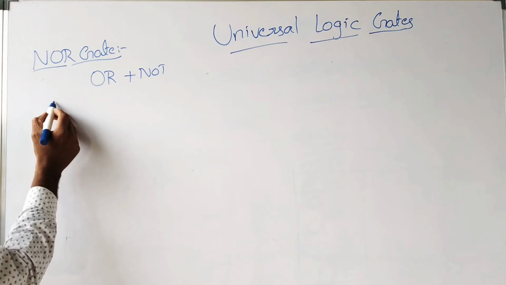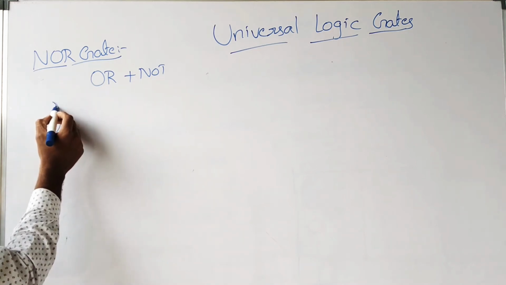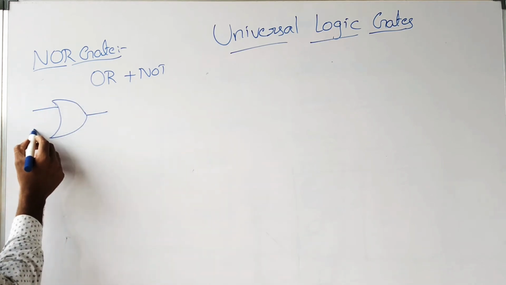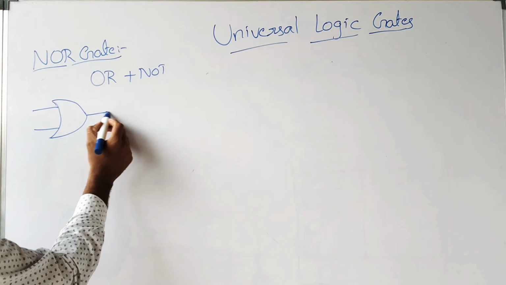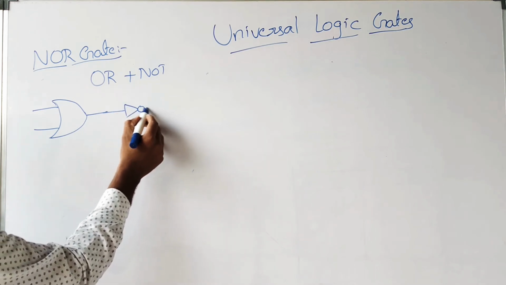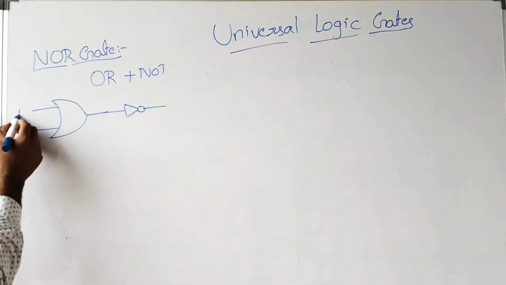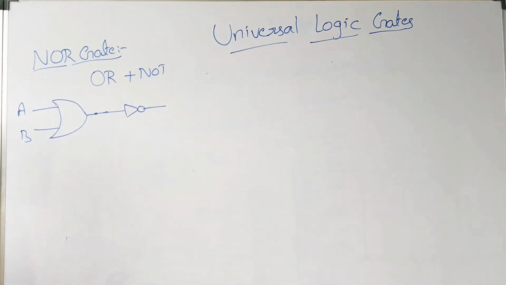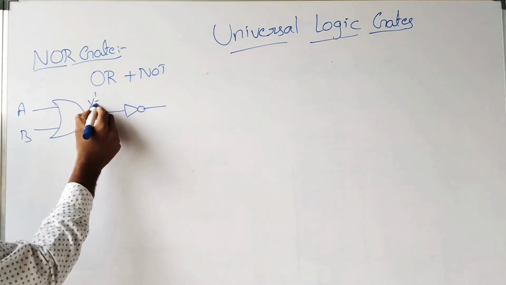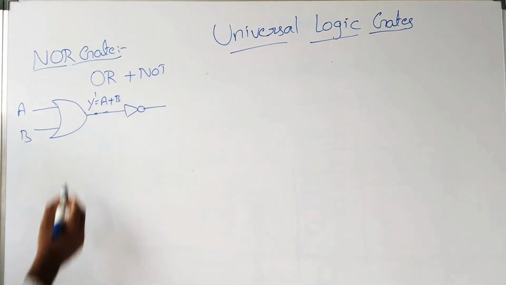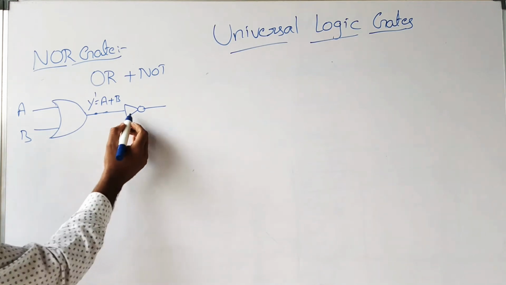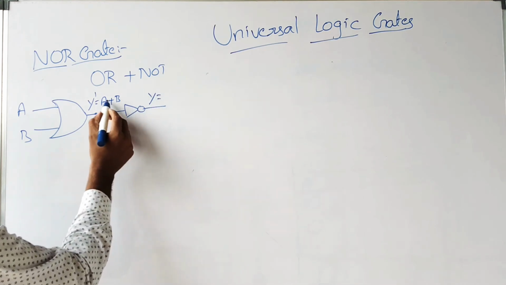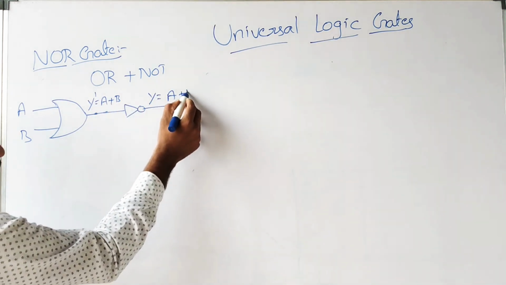Now look here, we have already noted the symbol of the OR gate, the curved one. And the symbol of the NOT gate is this. If A and B are the inputs, what is the output? OR gate means it is just like an addition, so y dash is equal to A plus B. And the NOT gate means we have to put the complement of whatever we have.